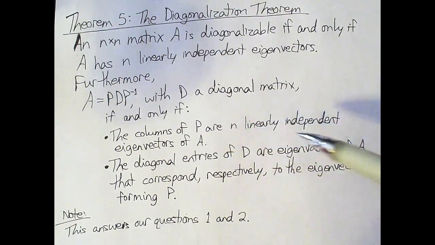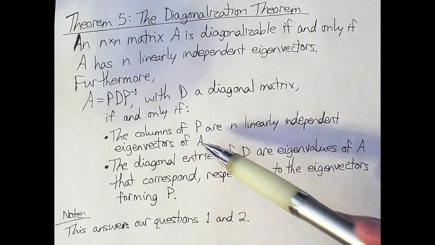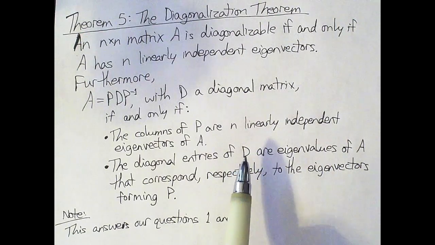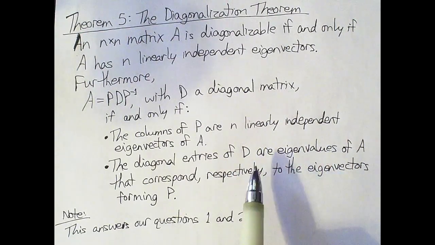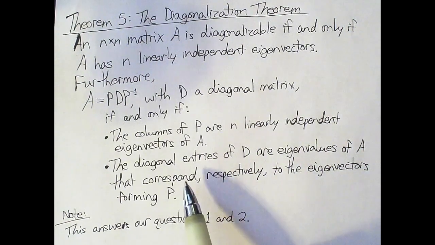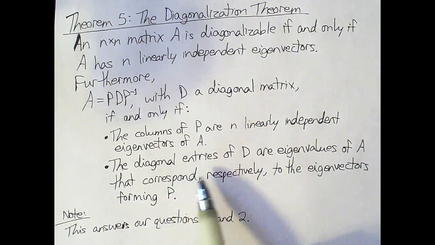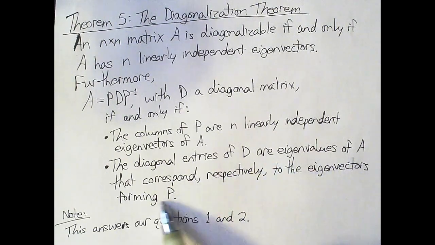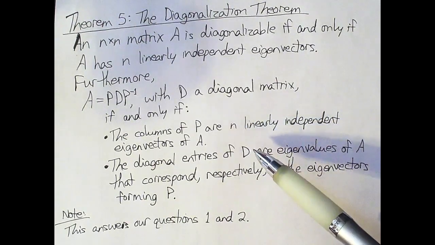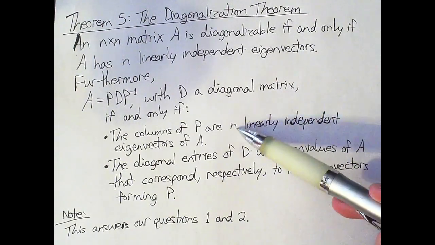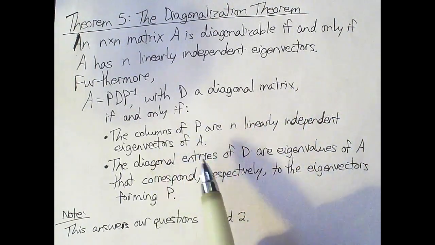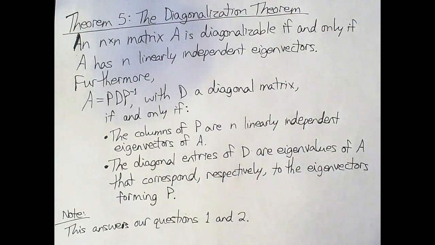It's the n linearly independent eigenvectors of A. We know how to find eigenvectors. And then how do you find D? Well, it's a diagonal matrix where the diagonal entries are the eigenvalues. Now, what's this business here about corresponding respectively to the eigenvectors forming P? What this means is that when we form the matrix P and we form the matrix D, we have n linearly independent eigenvectors, and we have n diagonal entries of D. They have to go in the same order.